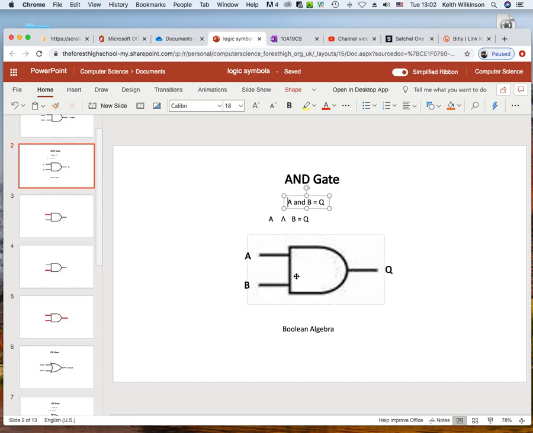I'd also expect you to be able to draw the truth tables from these, and we shall take a look at truth tables in the next video. So that is Boolean algebra. Have a go at it. Try to draw the diagrams and label them up yourself. There's nothing like practice to make perfect.